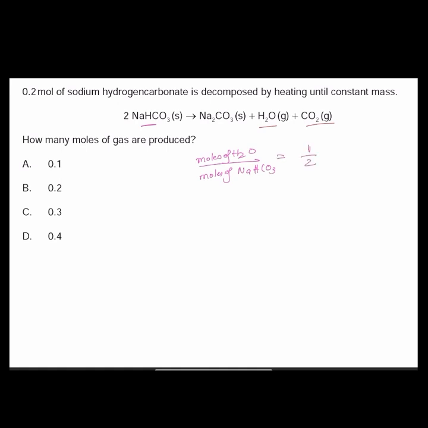This ratio would be 1 by 2. So moles of H2O by moles of Na2CO3, which is 0.2. So moles of H2O would be 0.2 by 2. If you simplify, I'll get 0.1.